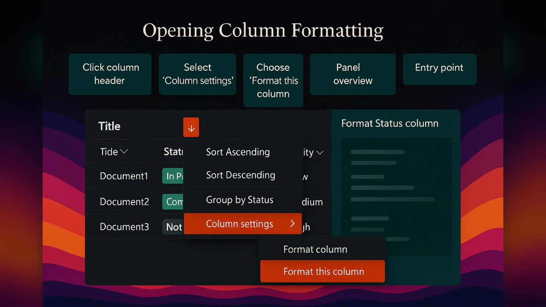After locating your SharePoint list, the next step is to open the column formatting options. Click on the header of the column you want to format, such as status, priority, or due date, to reveal a drop-down menu. From there, select Column Settings, then choose Format this column. This will open the formatting panel on the right side of your screen. The panel offers a user-friendly environment to apply rules that change the appearance of your data, like highlighting overdue tasks in red or marking completed items with a green check mark.